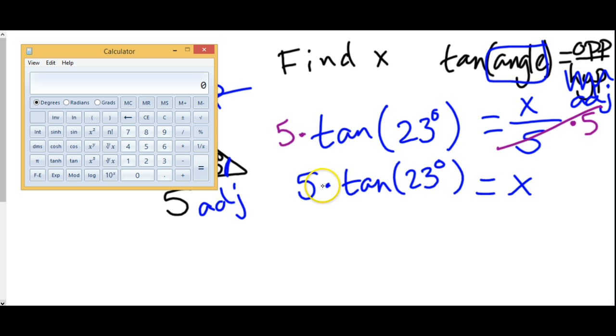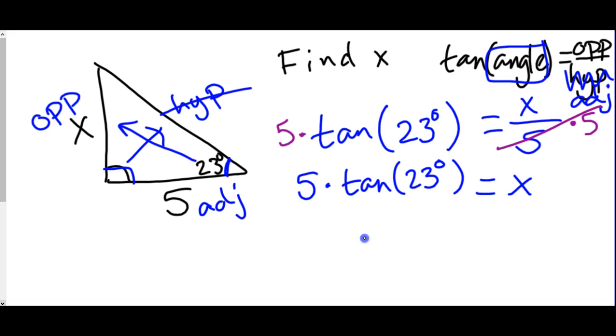Then we're going to go plug this into our calculator. Some of the nicer calculators will let you just plug it in exactly in order. You could type 5 times tangent of 23 and hit enter. This calculator, we kind of have to do it backwards. We have to go 23, then hit the tangent button, and then we times by that number in front, times by 5. So 5 times tangent 23 is 2.122.